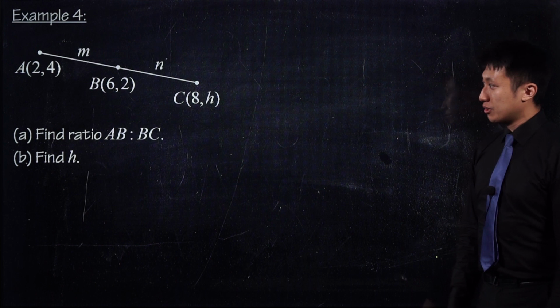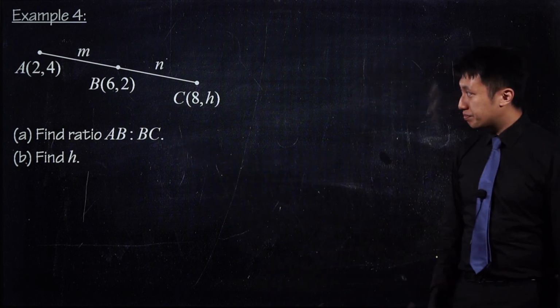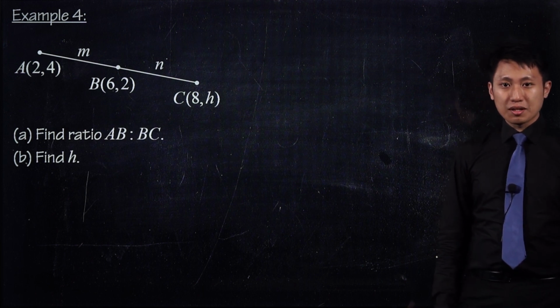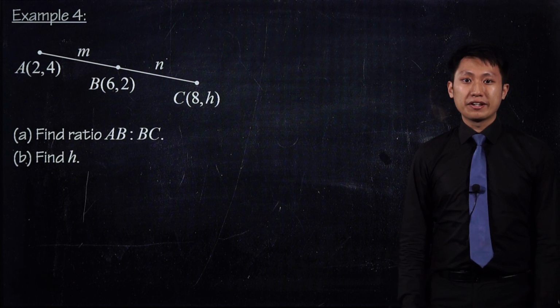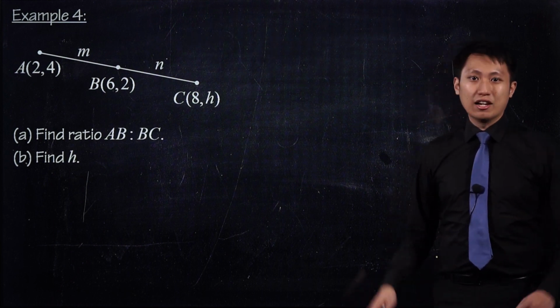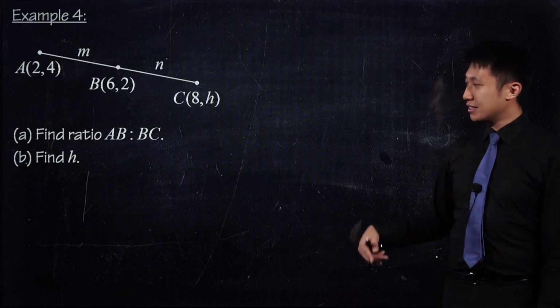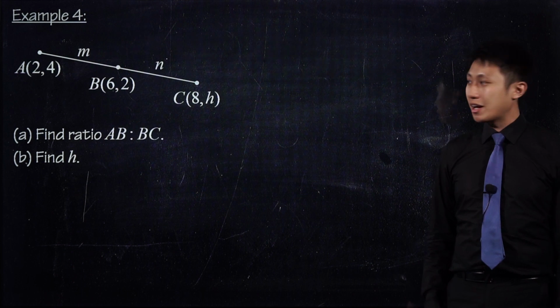Example 4. So you have this one here. Find the ratio AB to BC. Do you notice that it looks a bit difficult here, right? Okay, if you can, pause the video and try this one. Okay, it's a little bit difficult. It looks a bit difficult, but actually it's something that you don't have to do. Okay, right? Just try this one, and we'll come back to talk about this.